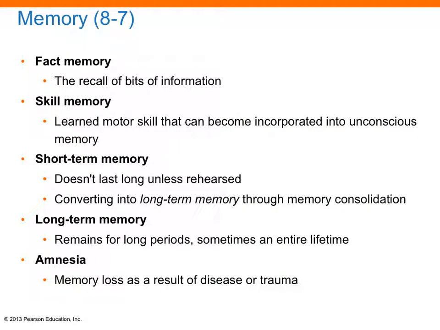Now, there's types of memory. Fact memory recalls bits of information. Skill memory is learned motor skill that can become incorporated into the unconscious memory. Short-term memory doesn't last long unless rehearsed, and converting to long-term memory through memory consolidation. And then long-term memory remains for long periods, sometimes an entire lifetime. And then amnesia is a loss as a result of disease or trauma. Make sure you know these because we're going to have a vocabulary quiz on these later on.